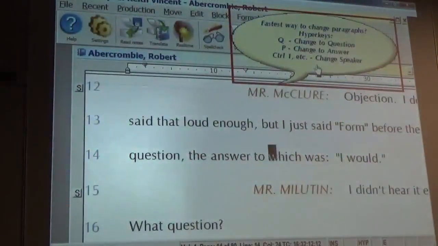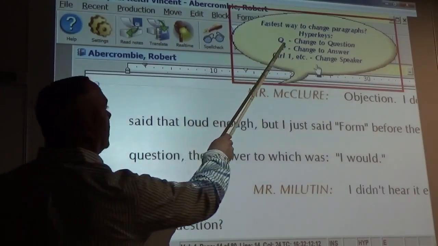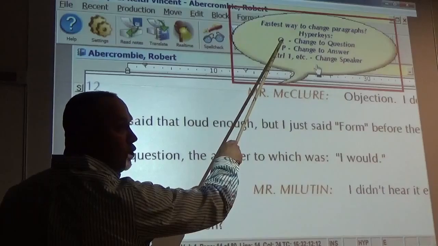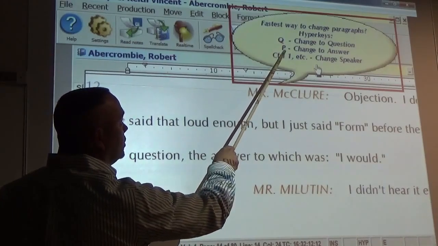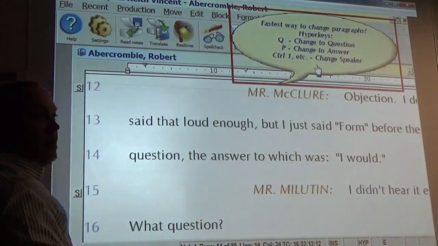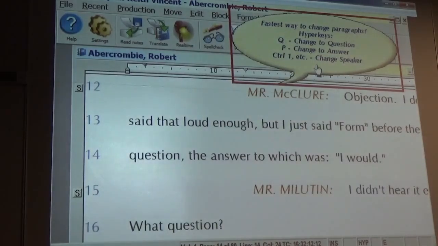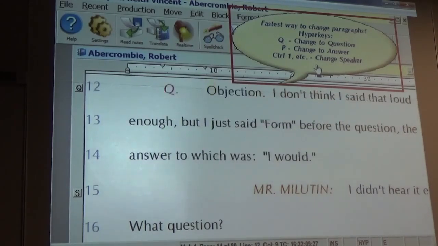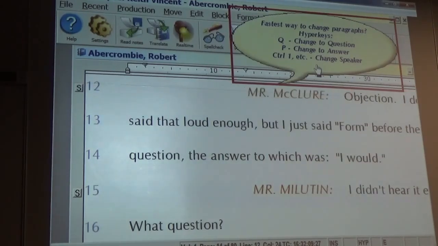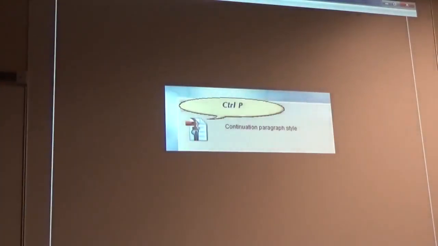Would you like an even faster way to change paragraphs? Then use hyperkeys. And you see it? So it's the big Q. So it's Shift Q, Shift P, Control 1, 2, 3, and Control 1, 2, 3, etc. Right. Changes the speakers. Hyperkeys: your cursor can be anywhere in this paragraph when you press capital Q for question, capital P for answer, and Control 1, 2, 3, etc. for different speakers. Two final commands.